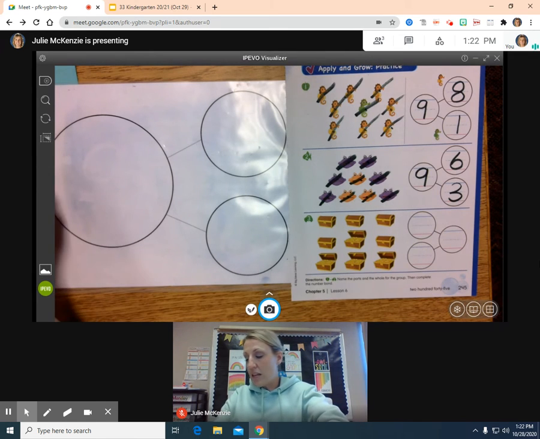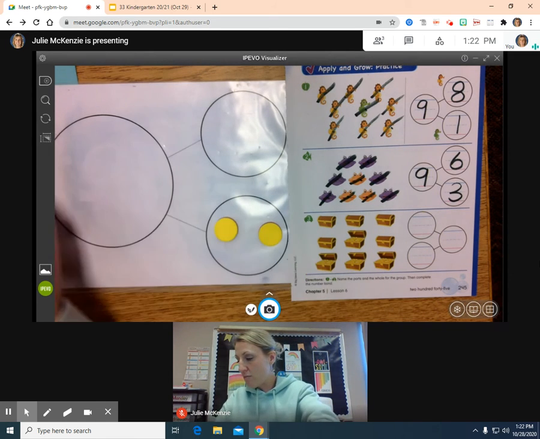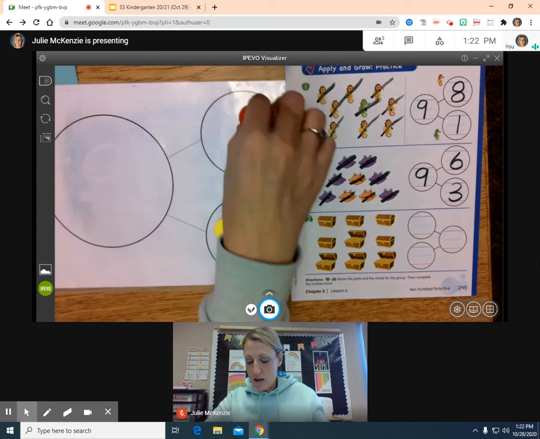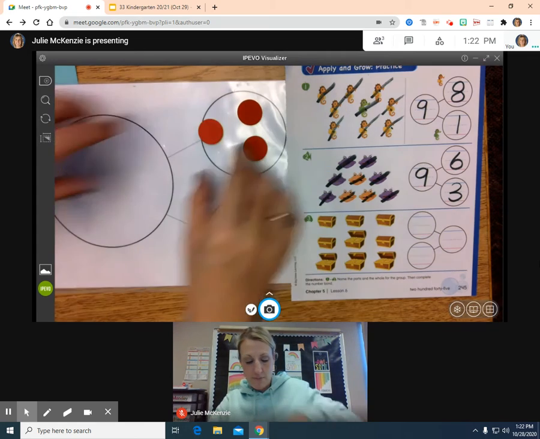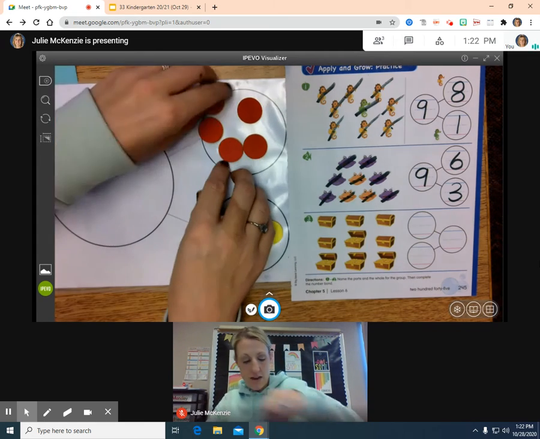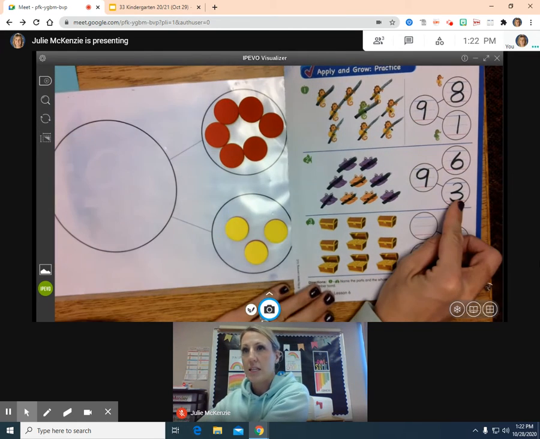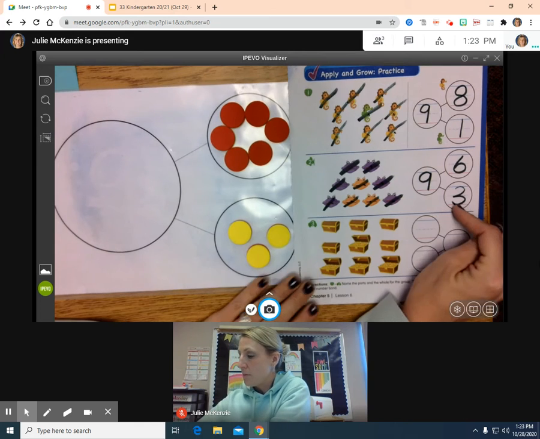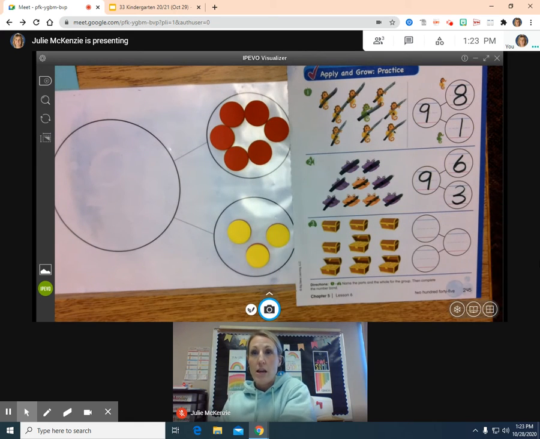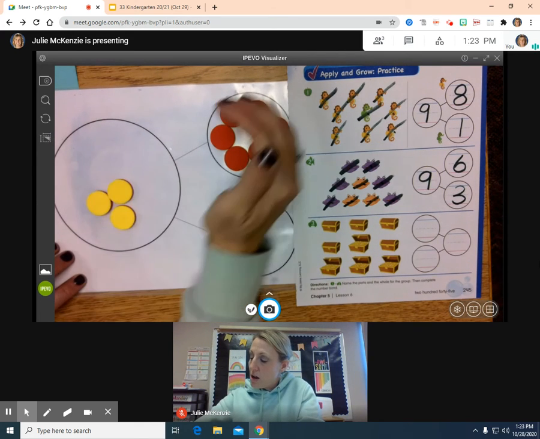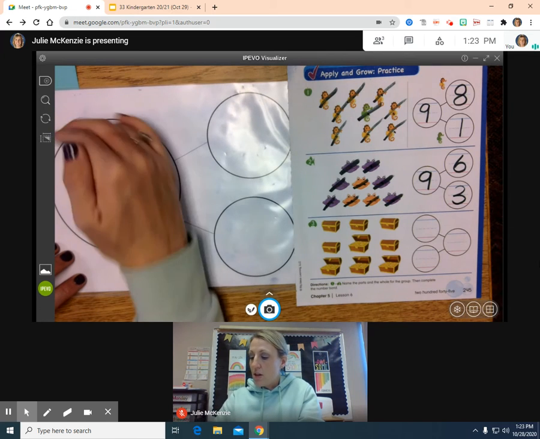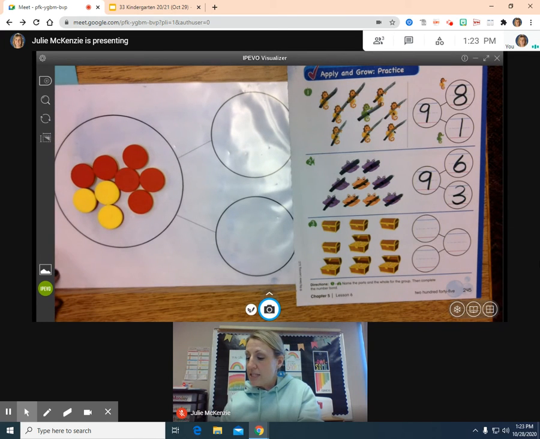So let's look at that on my number bond. If I have 3 here, and I have 1, 2, 3, 4, 5, 6 here. These are the parts, just like this. 6 here, 3 here. And when I put them all together, the whole group makes 9.